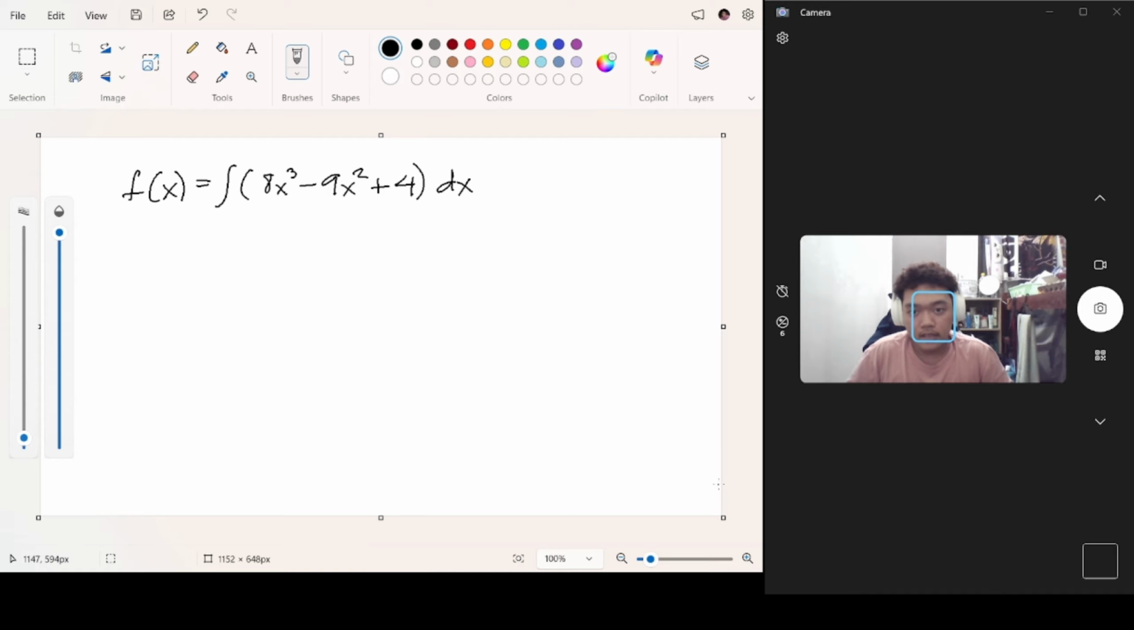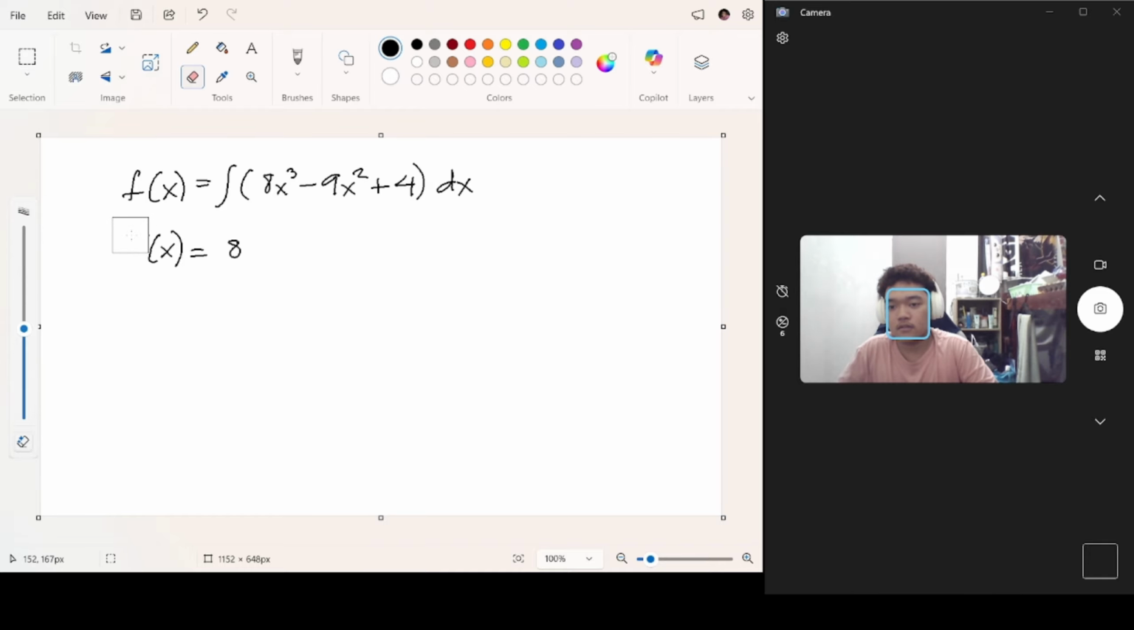So for our next example, we have the function f of x is equal to the integral of 8x cubed minus 9x squared plus 4 dx. So again, let us use the power rule. So function f of x is equal to 8, I mean, sorry, it's supposed to be capital F.